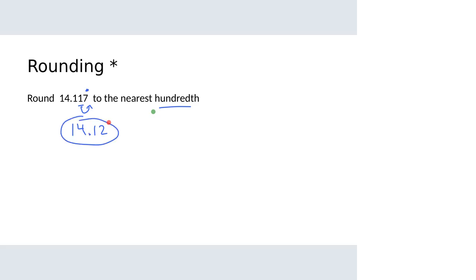Again, let me know if you have questions. That's rounding. Rounding is going to be really important for us all semester long. If you have trouble with it, I want to help you get that fixed as soon as possible.